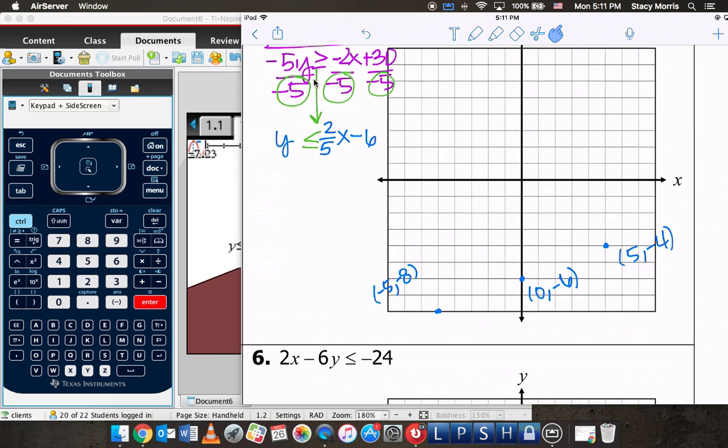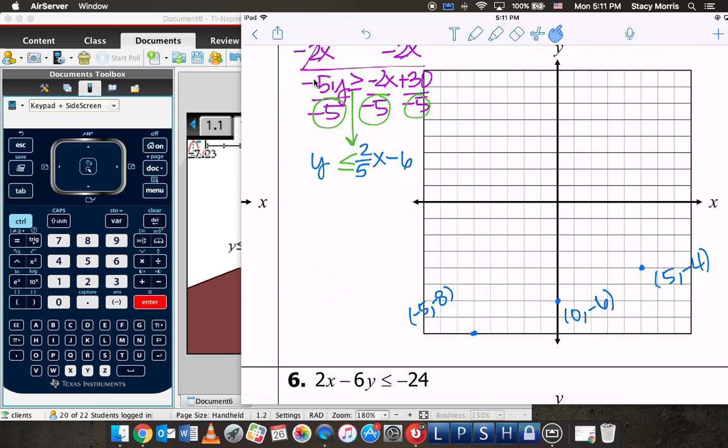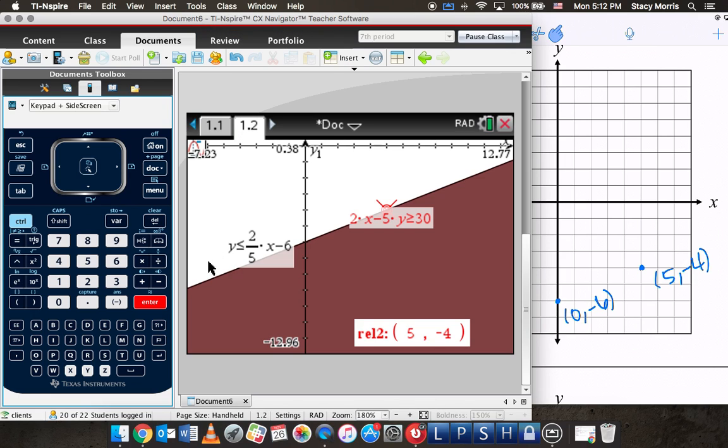The last part is where am I shading? So according to my inequality that we simplified right here, we get y is less than or equal to. So that tells me it's a solid line. This little line tells me it's solid, and I'm shading below. If I go to my calculator, it is confirmed. This is definitely a solid line, and everything is shaded below.